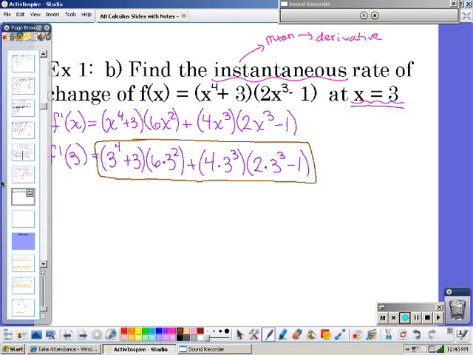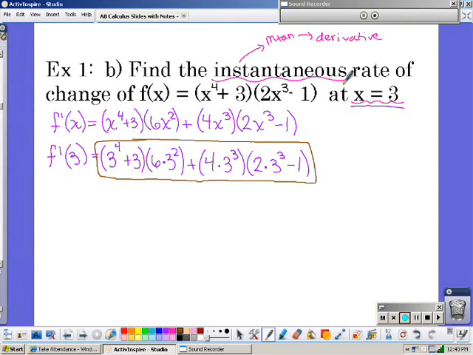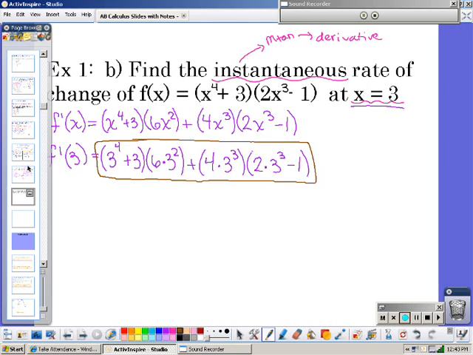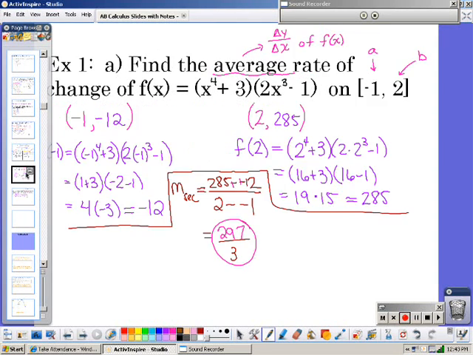As you're working these problems, it's important that you look carefully at the wording and the information they give you. So be on the lookout for instantaneous and receiving just a point, in contrast to receiving a problem that has average and an interval.